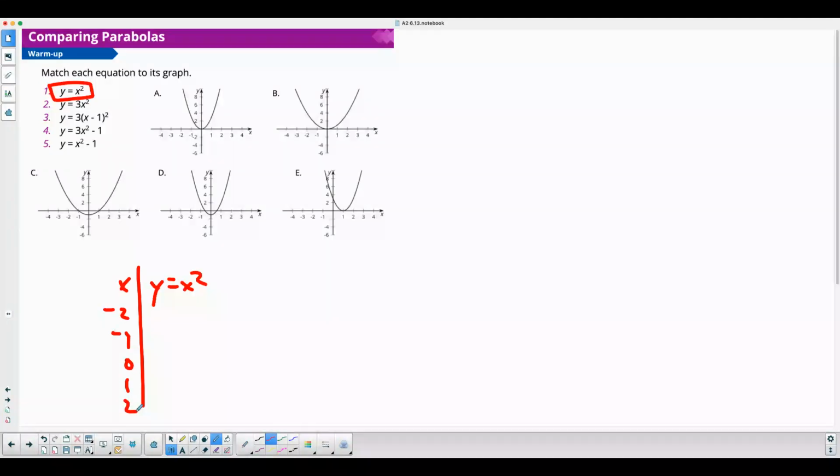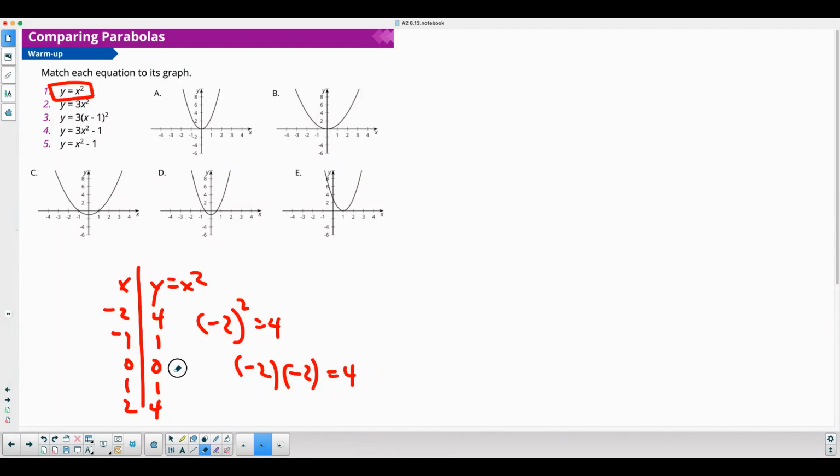Square it, so that'd be 4. Negative 1 squared would be 1. 0. So I'm plugging these x values into this function. 0 squared, 1 squared, 2 squared is 4. Make sure that the negative ones are positive, because when you square a negative with parentheses, it's positive. Negative 2 times negative 2, and everybody knows a negative times negative is positive.